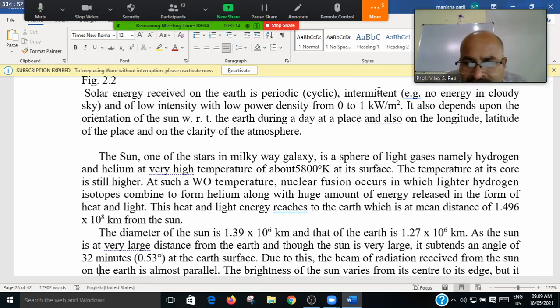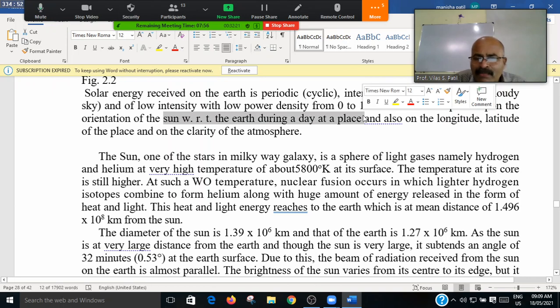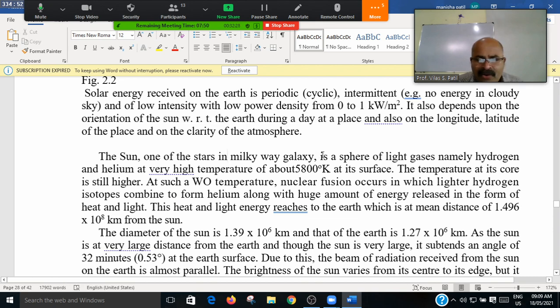Okay friends, it also depends upon the orientation of the sun, the sun with respect to earth during the day, at the place, and also along the longitude. Again, the sun is one of the stars in the Milky Way galaxy. We also know the temperature, and the temperature at its core is still higher. Even if we go towards the core, the temperature increases.